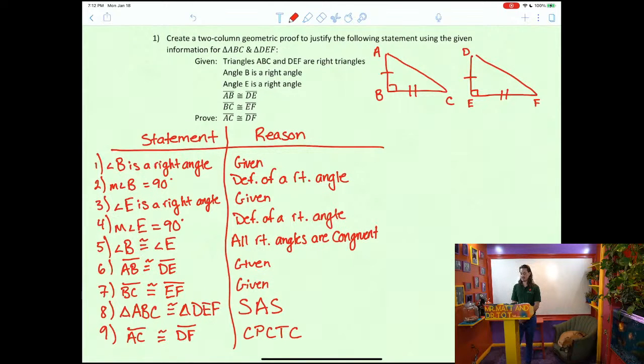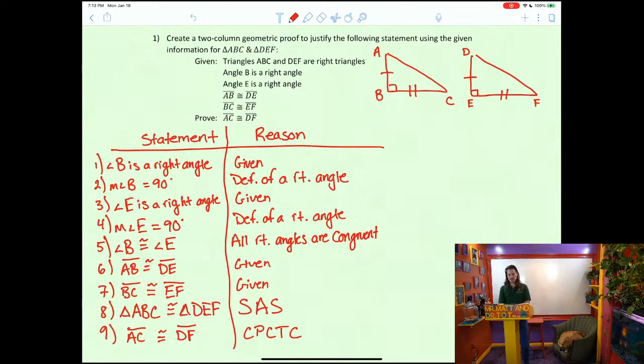Then I stated the given information that line segments AB and DE are congruent in statement 6, and then statement 7, the other given information that line segment BC is congruent to line segment EF. Then I've proven all of the information needed for side angle side. So I know that triangle ABC must be congruent to triangle DEF because I have side angle side congruency. And if I know that these two triangles are congruent, I can say that line segment AC must be congruent to line segment DF because congruent parts of congruent triangles are congruent. CPCTC as an abbreviation.